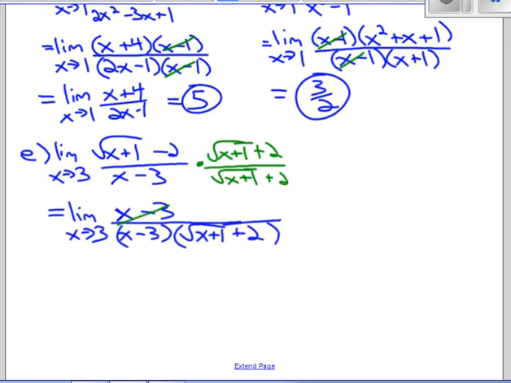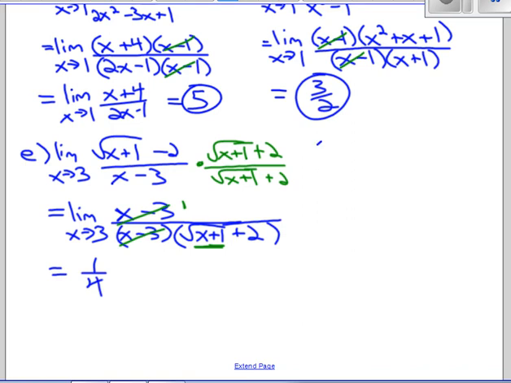Again, notice the x minus 3 divides out, and now we can just put in a 3, which is going to give us root 4 here plus 2. We had a 1 on top. So root 4 is 2, plus 2 is 4 on the bottom, or 1 over 4.